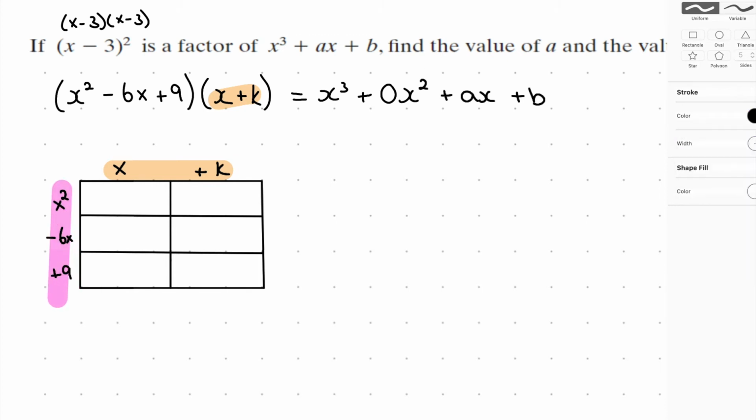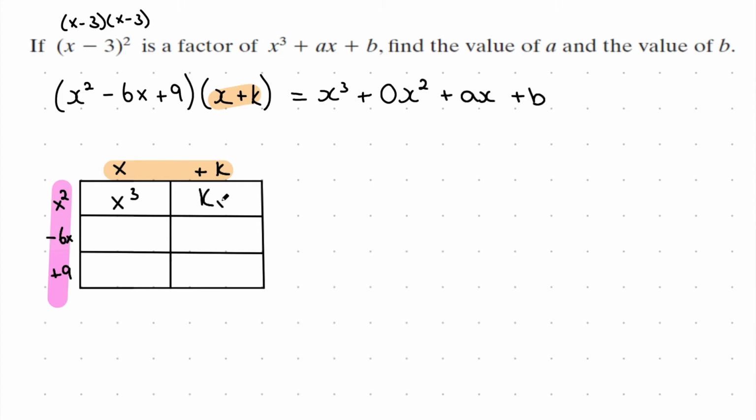If we do that then, how we're going to figure it out is we do the down by the across in each box. So if I do the down by the across here, I'm going to get x cubed. In here, the down by the across, kx squared. Down by the across, minus 6x squared. Down by the across, minus 6kx. Down by the across, plus 9x. Down by the across, plus 9k.